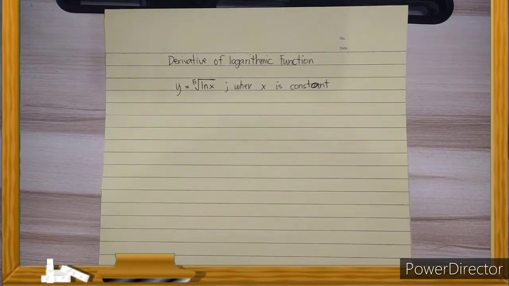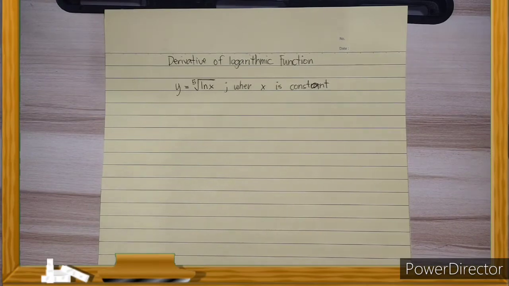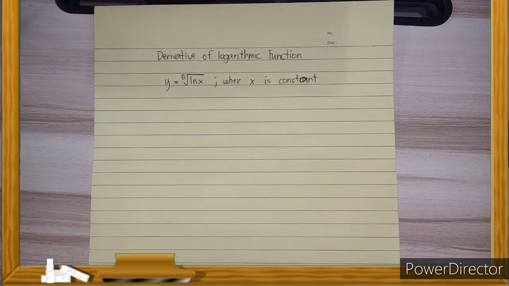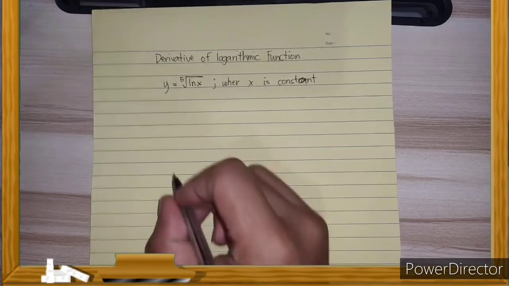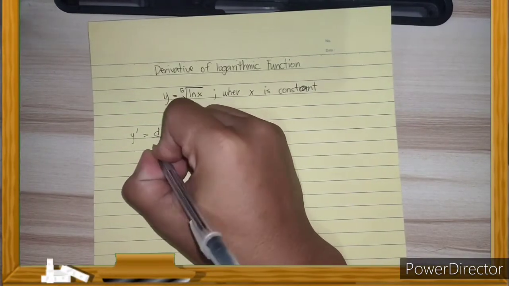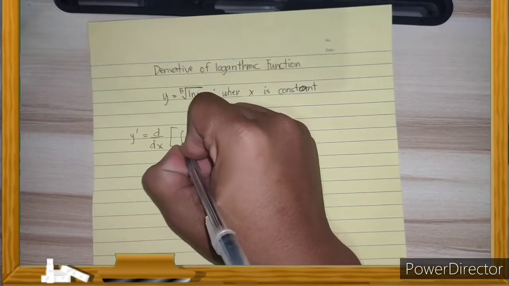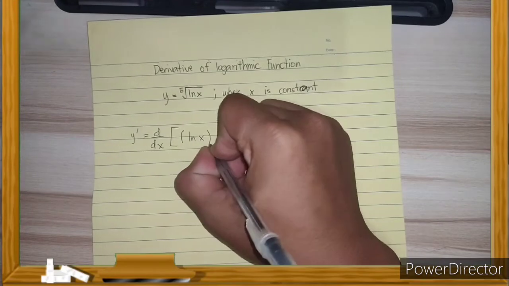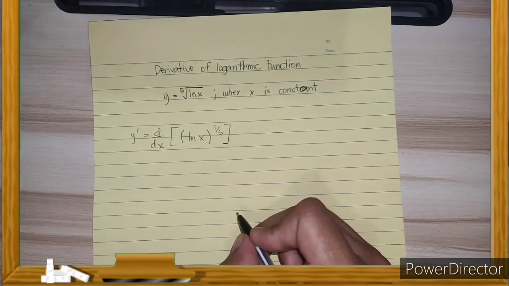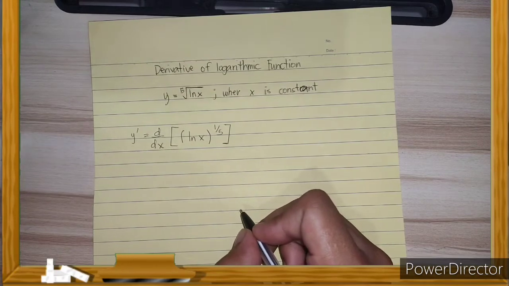So next, we have the derivative of logarithmic function where y is equal to the fifth root of ln x, where x is constant. So first thing we need to do is to simplify or eliminate the radical sign. So y prime is equal to d over dx of ln x raised to 1/5. So next, we need to use the chain rule to get our derivative.